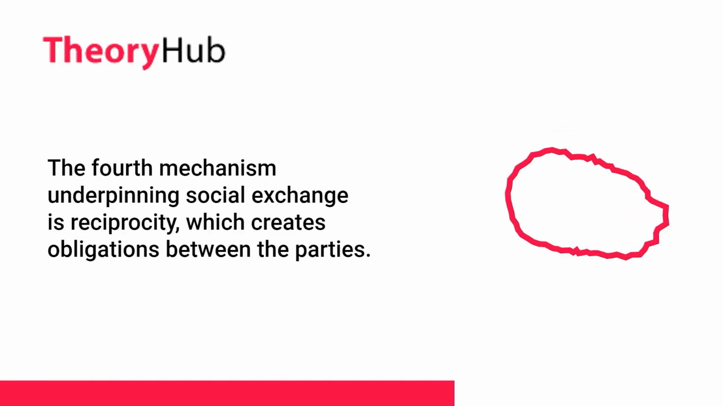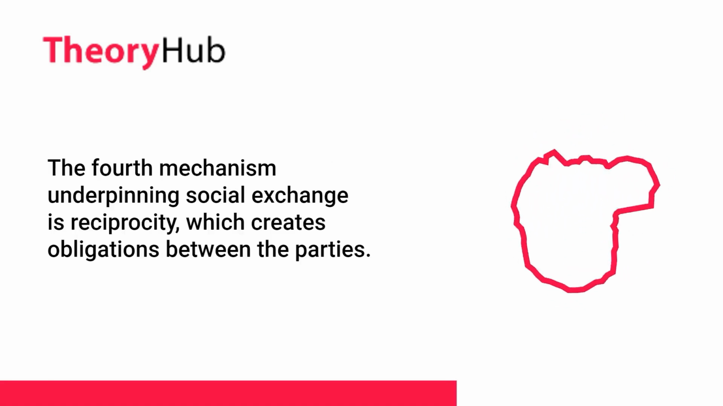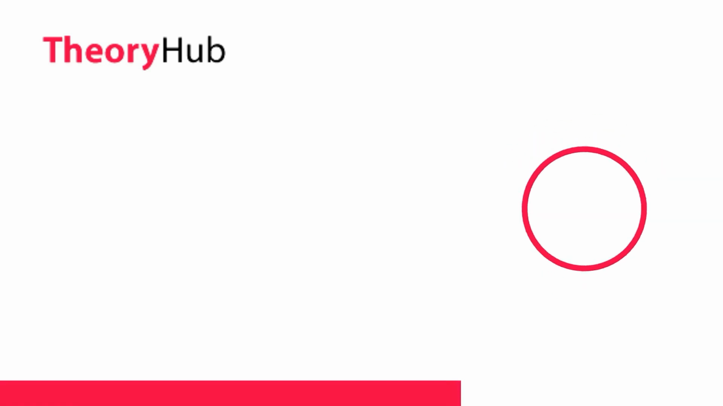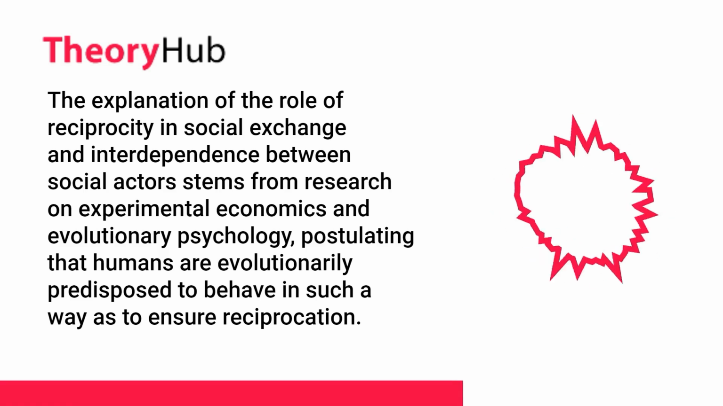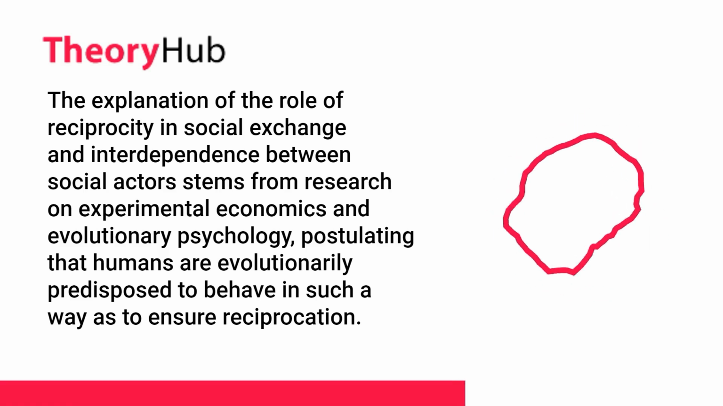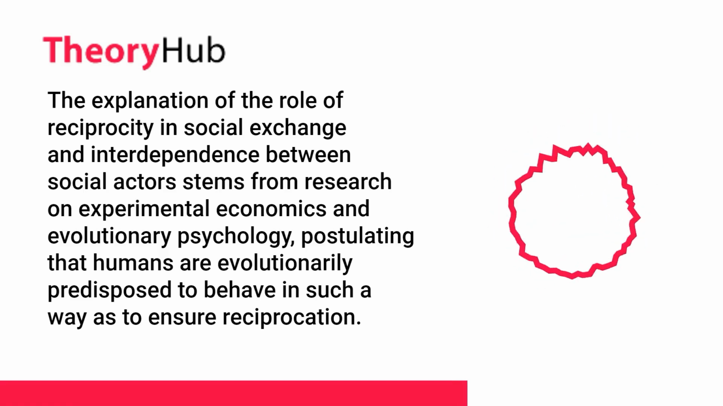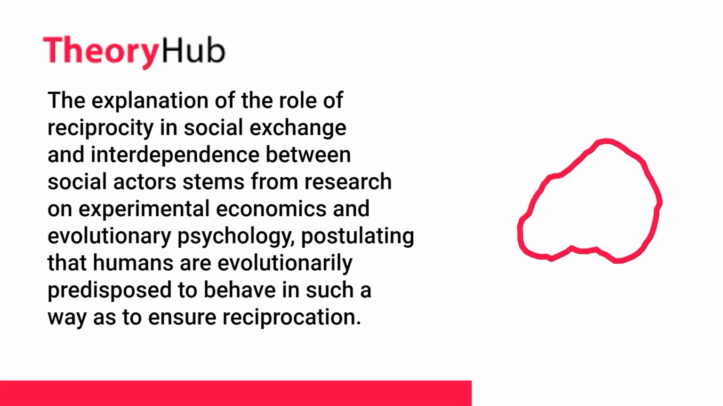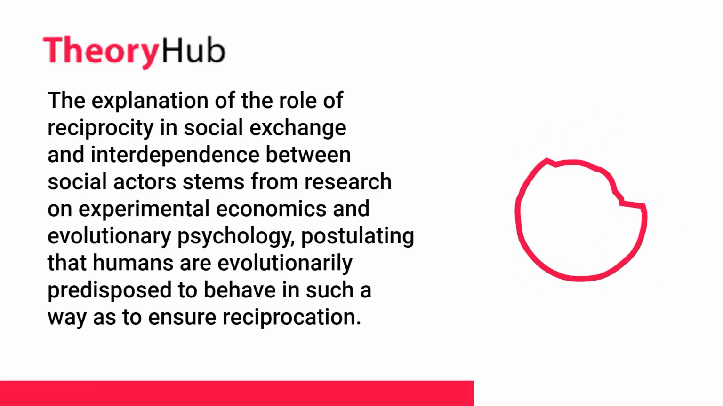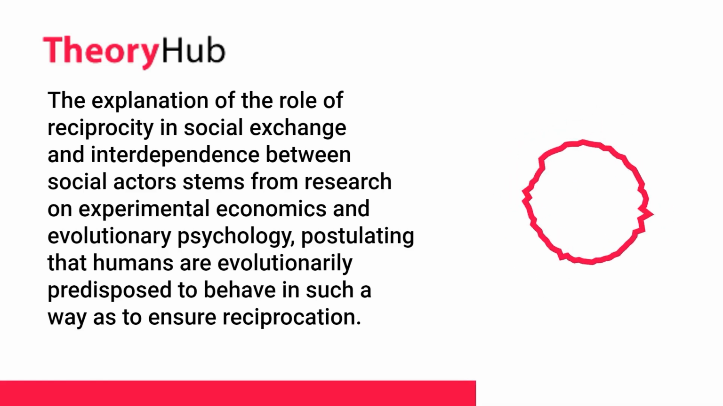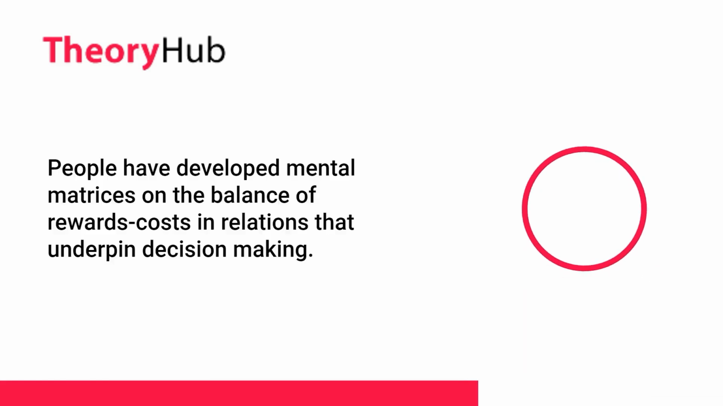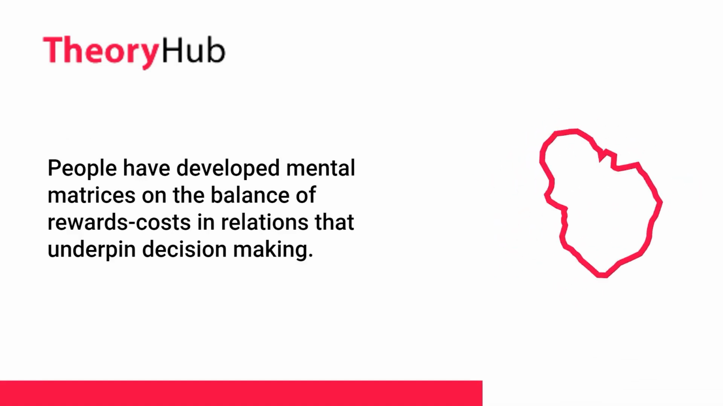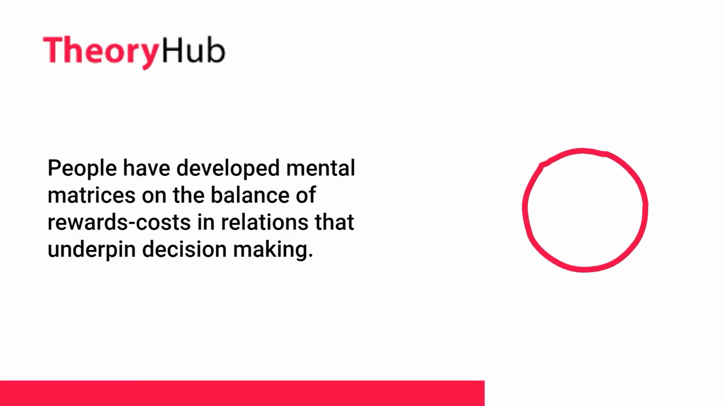The fourth mechanism underpinning social exchange is reciprocity, which creates obligations between the parties. The explanation of the role of reciprocity in social exchange and interdependence between social actors stems from research on experimental economics and evolutionary psychology, postulating that humans are evolutionarily predisposed to behave in such a way as to ensure reciprocation. People have developed mental matrices on the balance of rewards and costs in relations that underpin decision-making.